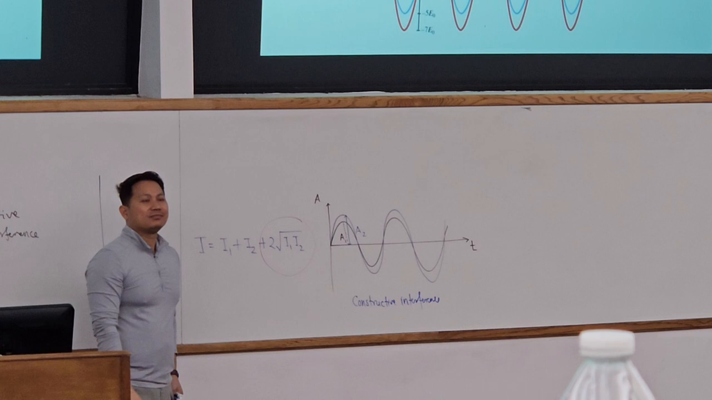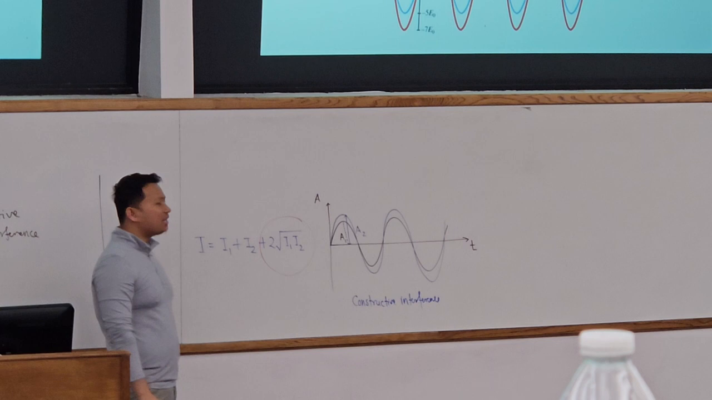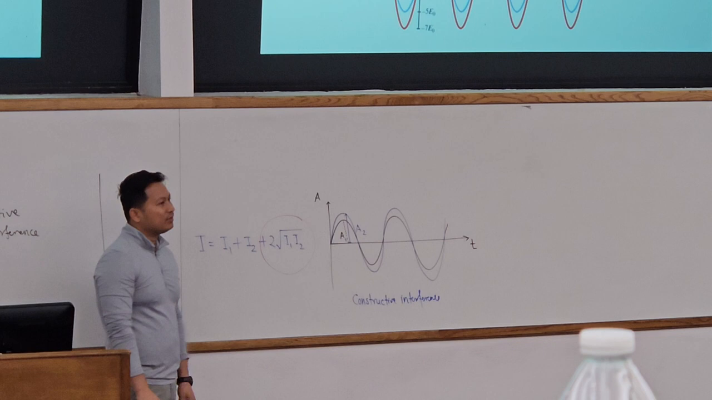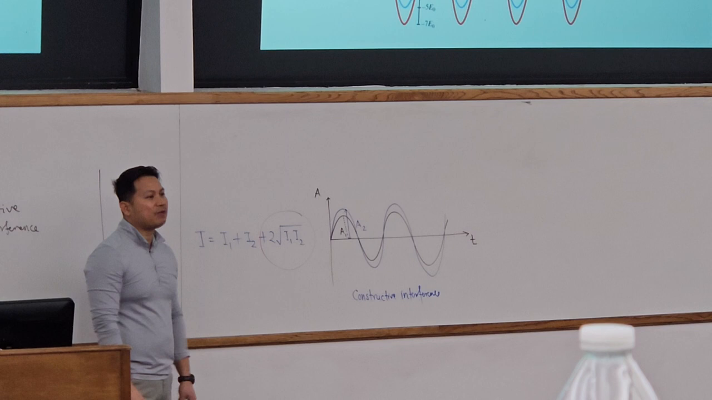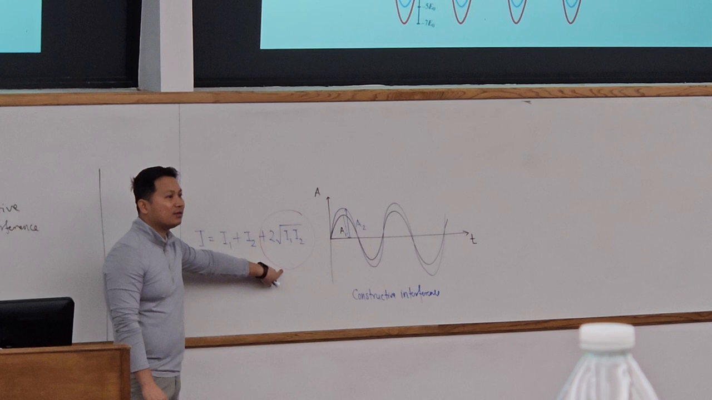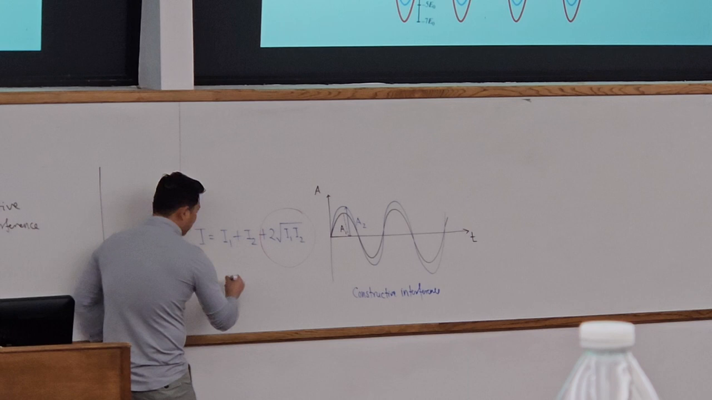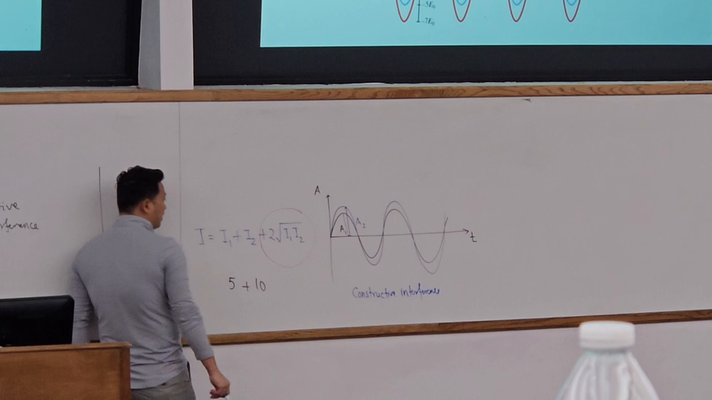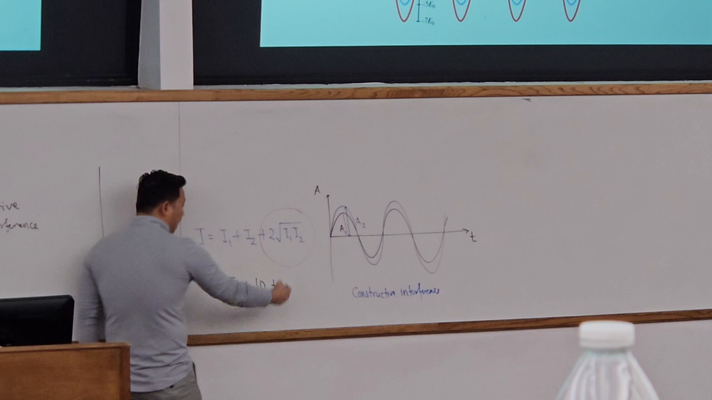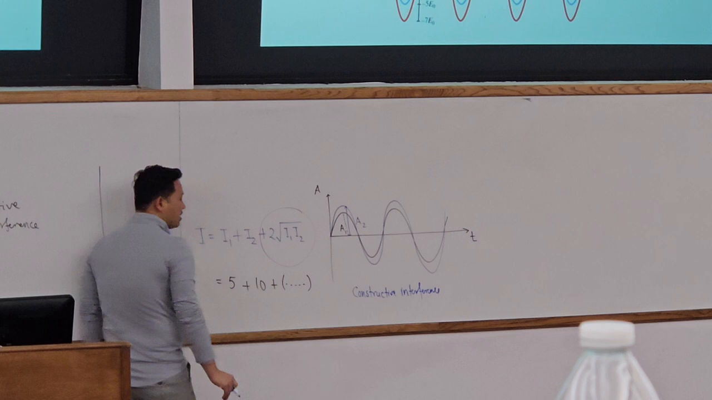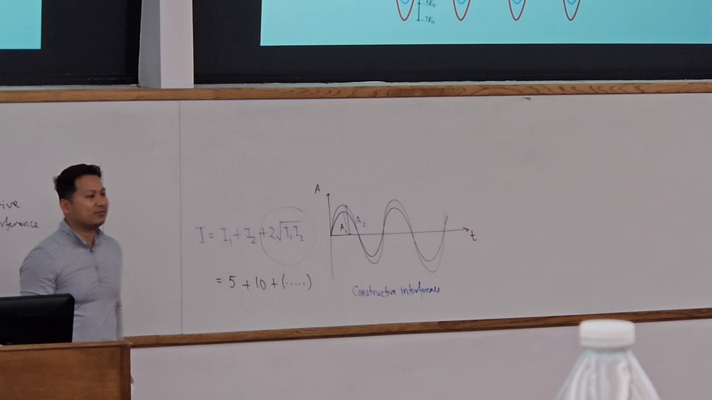If somebody asks you to find the total intensity, if light 1 has an intensity of, let's say, 5, and light 2 has an intensity of 10, what is the total intensity? It won't be 10 plus 5, 15. You have something coming in between, and this term over here is positive. That means you're going to have some addition on top of 15. And this term is a mixing of I1 and I2. You have a cross term.